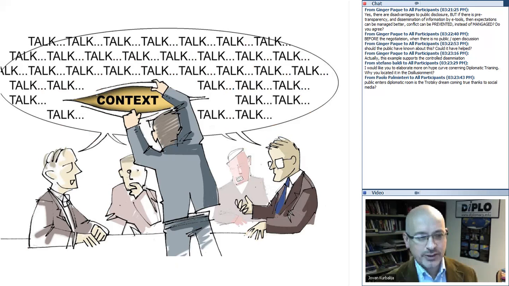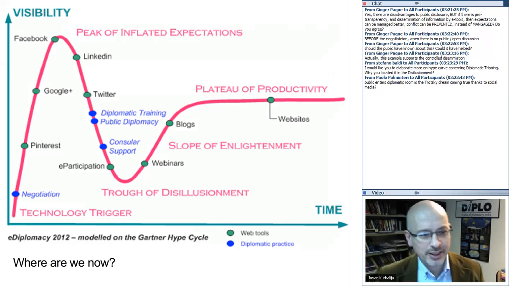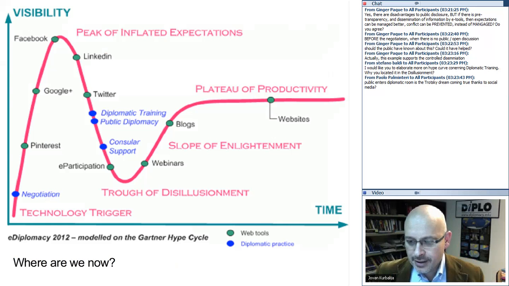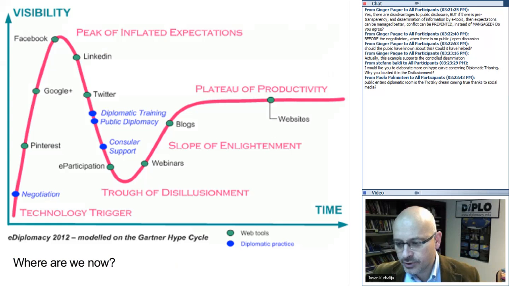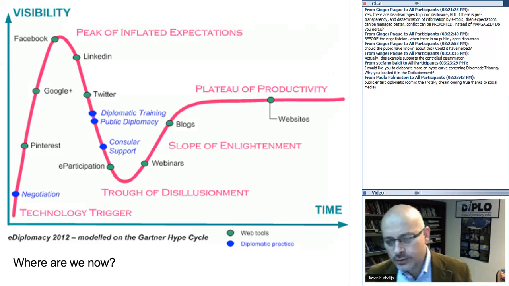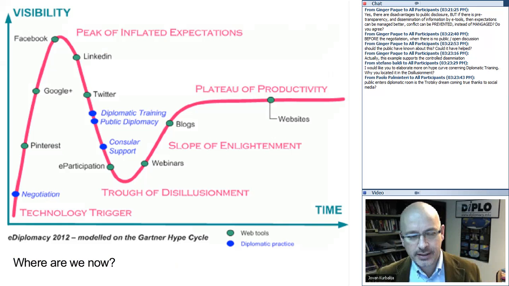Now, Stefano's question is why diplomatic training and public diplomacy, consular support. Stefano asked, I would like to elaborate more on the hype curve concerning diplomatic training. Why are you located on the disillusionment slope? One of the issues is that this idea of just putting the materials on the website, especially in the UN context, I have now to be very precise, mainly failed big time.